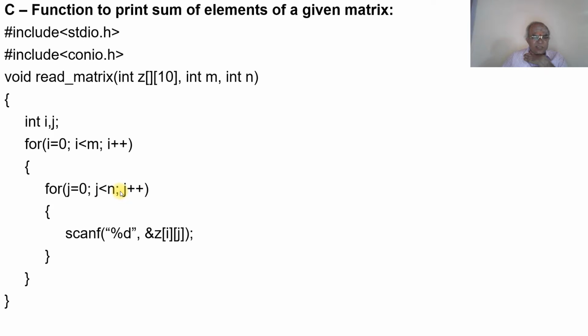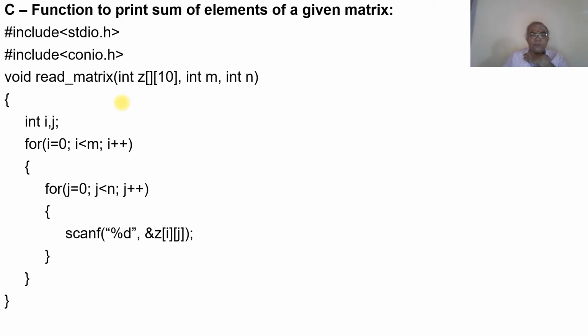Is 2 less than 3? Yes. Then it will read the value of z, this is second row, third column, 1,2. So again it increments the j value by 1, 2 plus 1 becomes 3. Is 3 less than 3? No. Again, it comes out of the inner loop. Then i is incremented by 1, 1 plus 1 becomes 2. Is 2 less than 2? No. It comes out of the loop. And this is how it reads the first matrix.